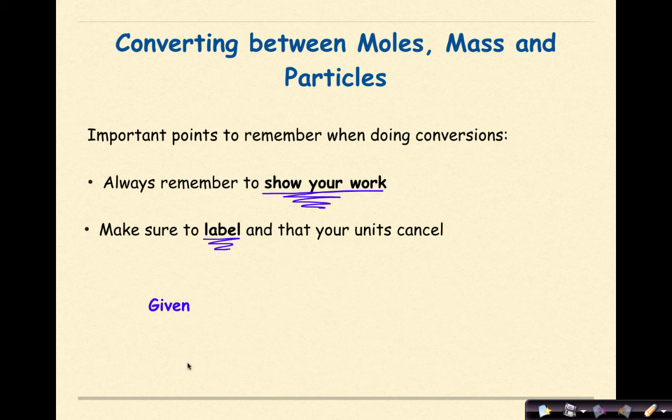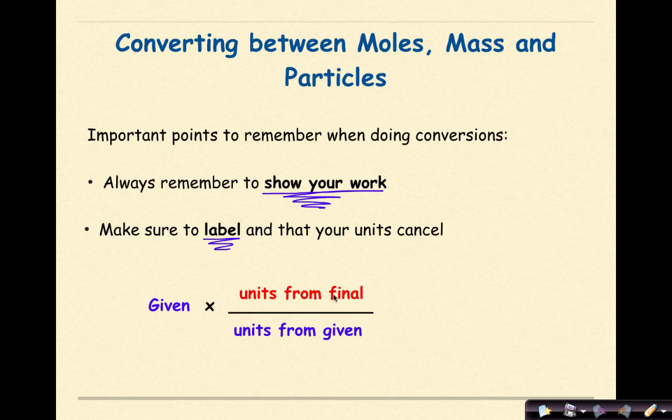So we're going to be looking at a given, a multiplication sign, and a line. The units from our given will go on the bottom. The units from our final will go on top. We're going to put our equal sign, and finally, we know our problem is set up correctly if the units from our final is at the end. You should always be able to look at your setup when doing these conversions and be able to cancel. So units from your given should cancel the units on the bottom of this ratio.